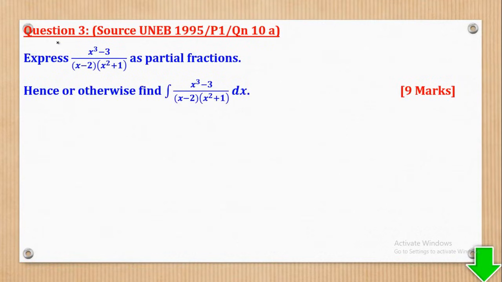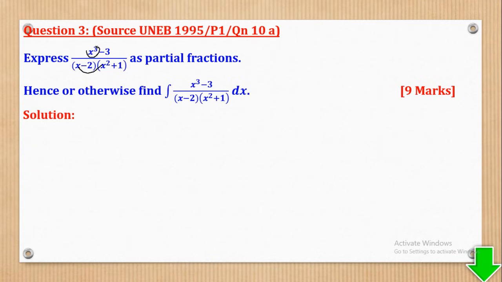So now I shall go to question 3, which came from UNEB 1995, paper 1, question 10a, and says, express this as partial fractions and hence otherwise find this integral. The good thing here, the denominator has been factorized for us. But what we need to realize is that the degree of the numerator is x cubed and the denominator is also x cubed. What does that mean? It means that it is an improper fraction.